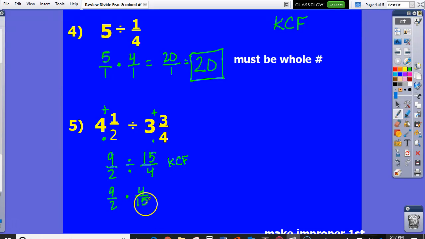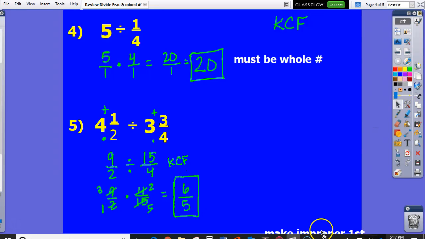What goes into 15 and 9? Well, 9 doesn't go into 15, but 3 will go into both. And that will be 5. What can go into 2 and 4? 2. 2 divided by 2, 4 divided by 2. Multiply the numerators. 3 times 2 is 6. 1 times 5 is 5 for the denominators. Nothing goes into 6 and 5 other than 1, so it is in simplest form.